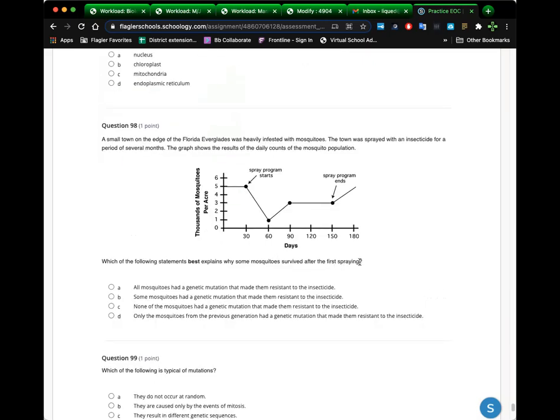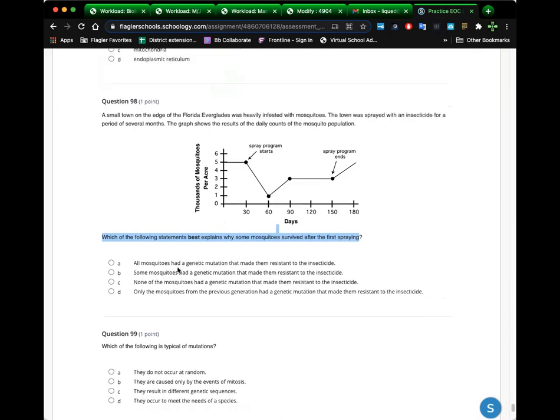All right, this is also talking about natural selection, survival of the fittest. Same idea, you spray the insects, most of them die out, some of them survive, they reproduce. And those ones with the beneficial traits survive and continue to do well. So they didn't all have the mutation. Some had the genetic mutation that made them resistant.